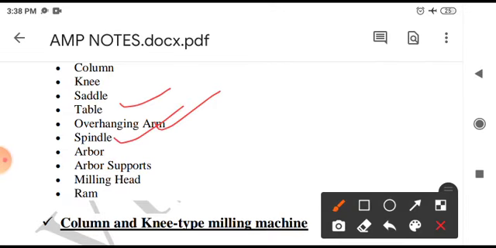Then spindle. Let's talk about the spindle. It is a hollow shaft which revolves in bearings in the upper end of the column. It is driven by an electric motor through gear trains mounted inside the column. The front end of the spindle has a tapered hole and driving keys for receiving the shank of the arbor. Okay, this is the spindle.